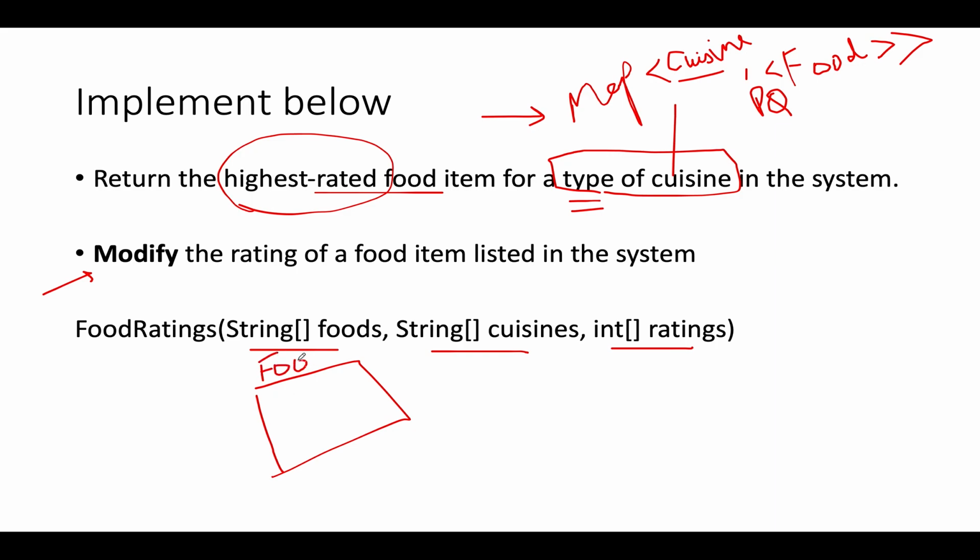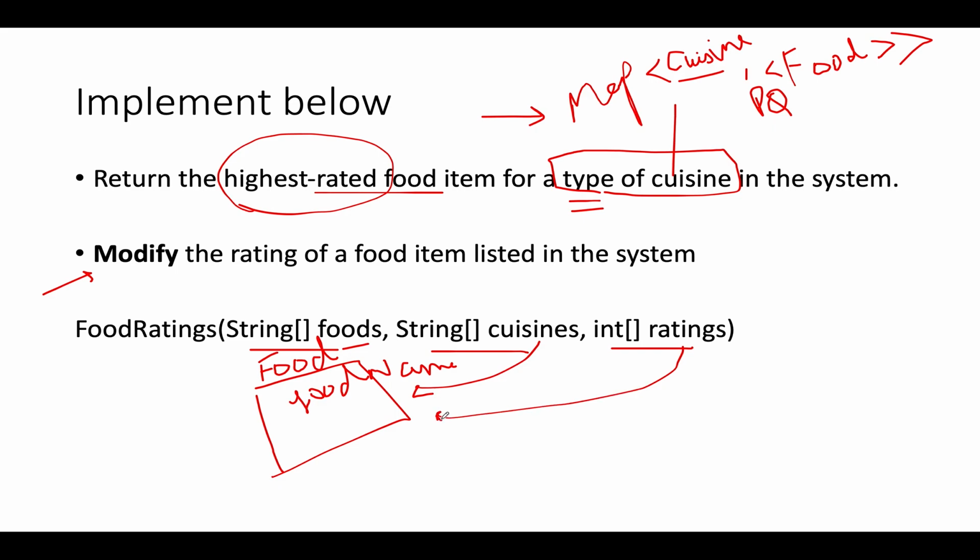The first one is the name of the food, which is this one. The second one is the cuisine, and the third one is its rating. So these will be the three characteristics of our food object: food name, cuisine, and rating.